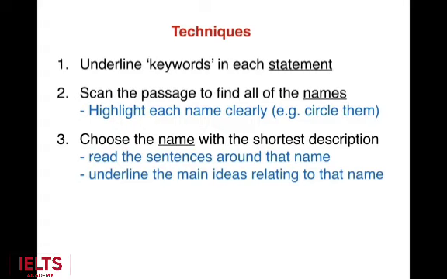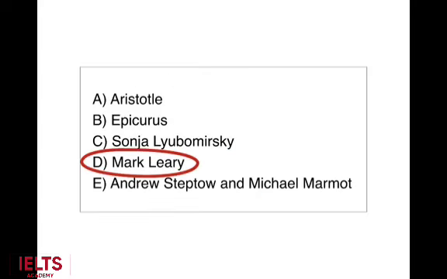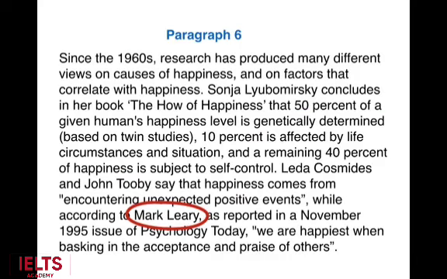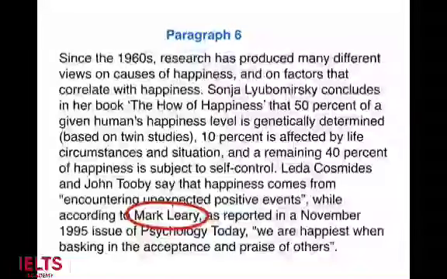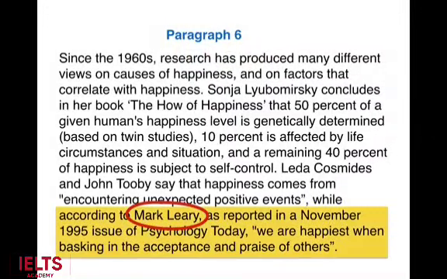Well, when you look at the whole passage and where you've highlighted all the times that these names are mentioned, you should see that the name with the shortest description is Mark Leary. That's the one that is mentioned least, or has the smallest amount of information about it. So if we start with Mark Leary, we're going to read about him and the information about what he said about happiness and try and match that with one of the statements. So there he is in paragraph 6, and the information about him is just this part.